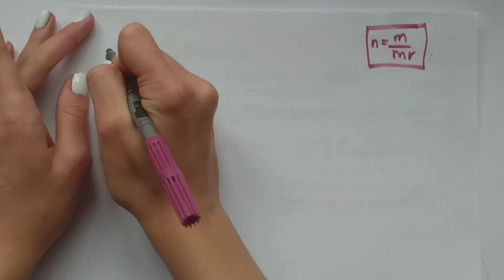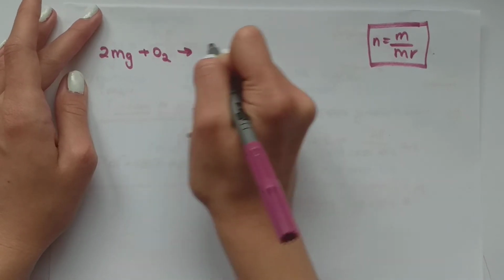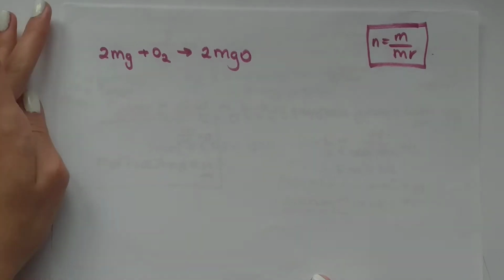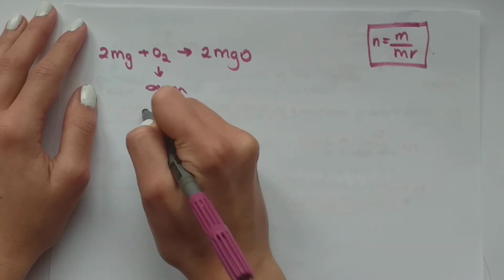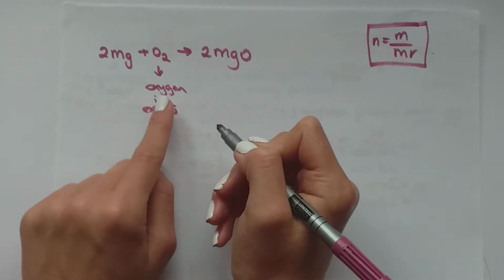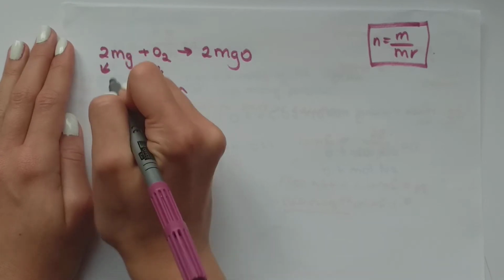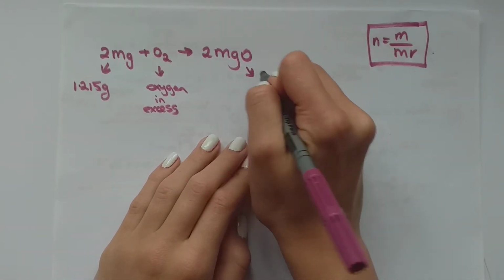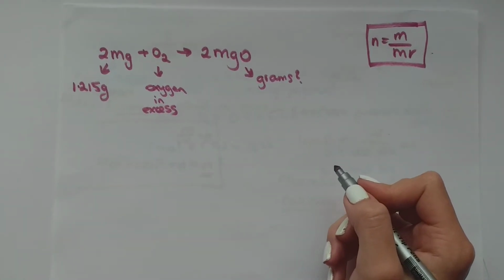For example, let's imagine you're given an equation of magnesium reacting with oxygen and you get a magnesium oxide. You are told that we have oxygen in excess. So we don't know the mass, you know there's enough oxygen to react with magnesium because there's a lot of it. You're also told that you're using 1.215 grams of magnesium. And now you need to calculate grams of magnesium oxide that's going to be formed.